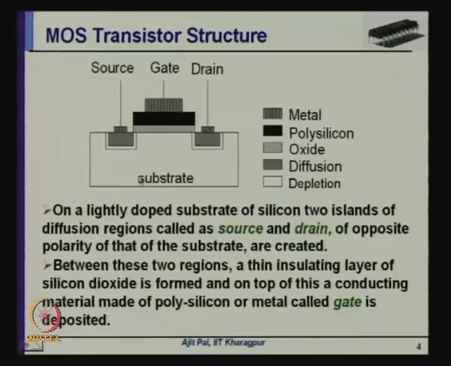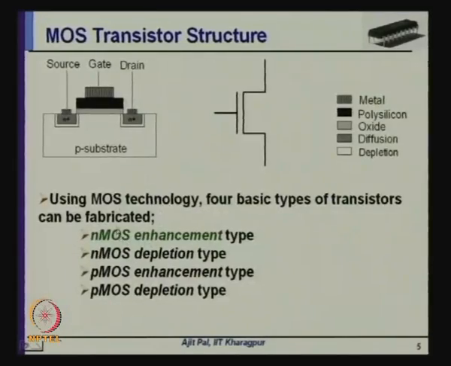Now, this is the generalized structure of a MOS transistor, and as I told, you have two alternatives. You can have either a p type substrate or an n type substrate. So, whenever you are using a p type substrate and these heavily doped regions are n type, called n plus and n plus, then we realize an NMOS transistor.